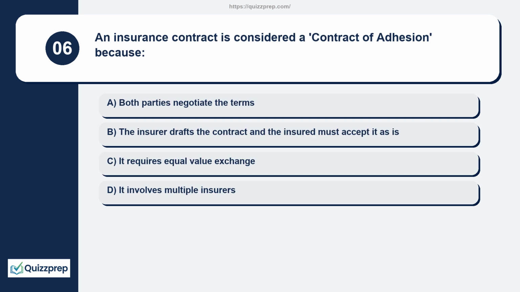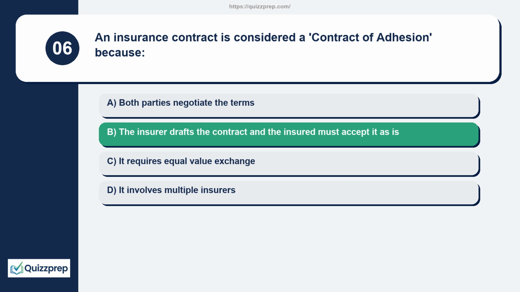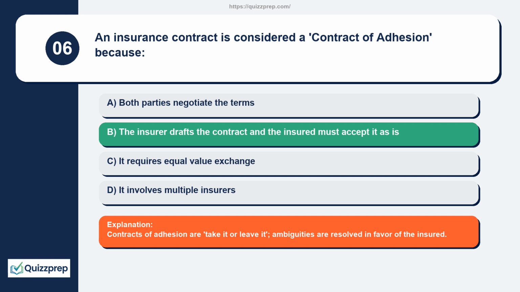Question 6. An insurance contract is considered a contract of adhesion because both parties negotiate the terms. The insurer drafts the contract and the insured must accept it as is. It requires equal value exchange. It involves multiple insurers. Contracts of adhesion are take it or leave it. Ambiguities are resolved in favor of the insured.